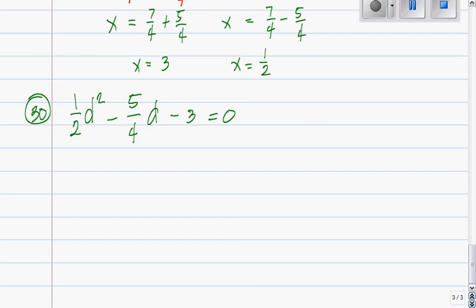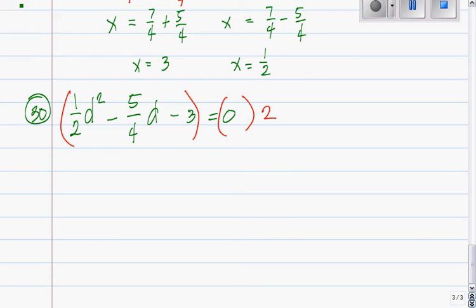Problem number 30, the coefficient of d squared is not equal to 1. For you to complete the square, the coefficient of your quadratic term should be equal to 1. Okay, so what do we do? Yes. Good. We multiply both sides by 2. If you multiply both sides by 2, the coefficient of your quadratic term becomes 1. That's the reason why we're multiplying by 2.